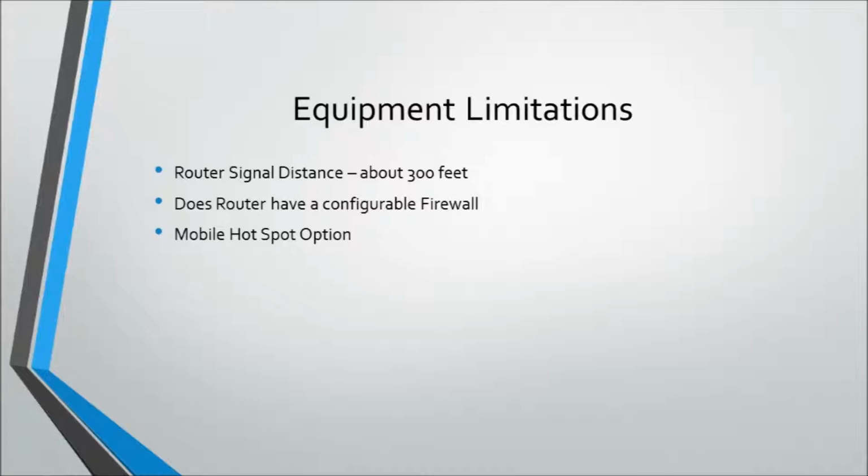We've already discussed the equipment limitation that the modem needs to match the internet service provider. Now let's look at the router. The router signal distance is about 300 feet. If your wireless network will span a distance greater than 300 feet, you may need a wireless extender. Most routers come with a configurable firewall so that you can restrict access to your network.